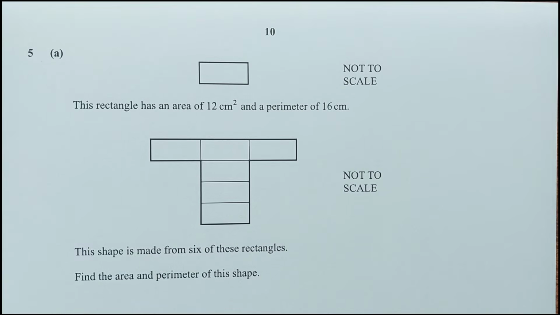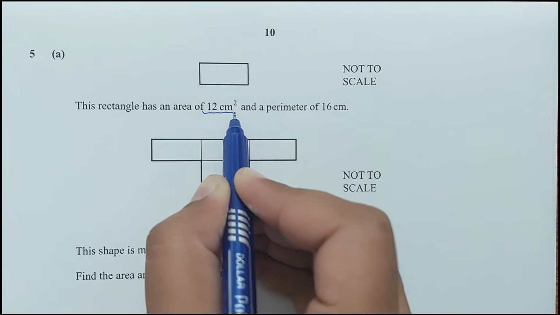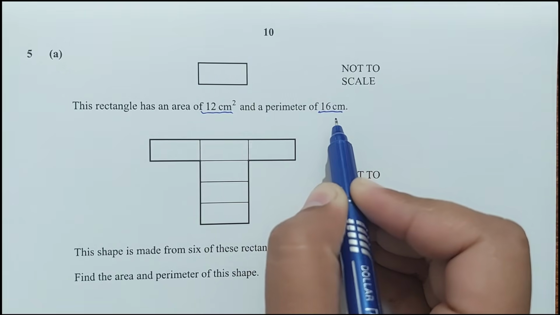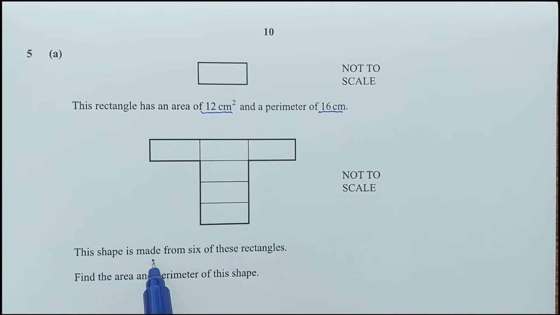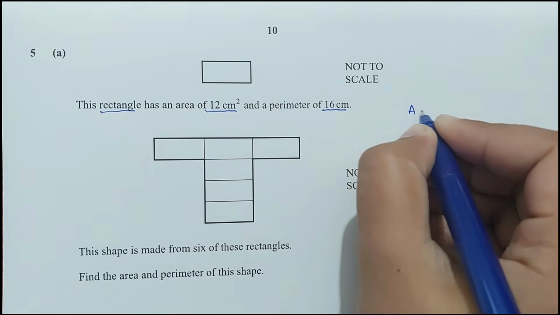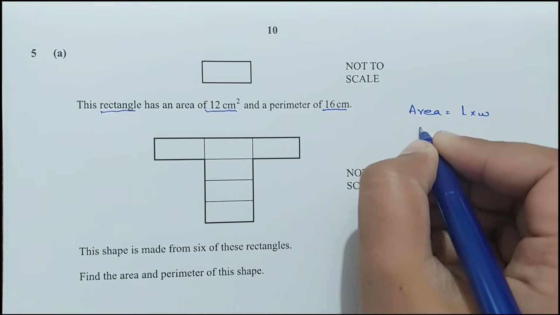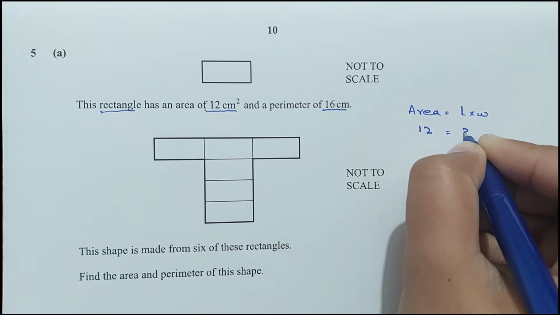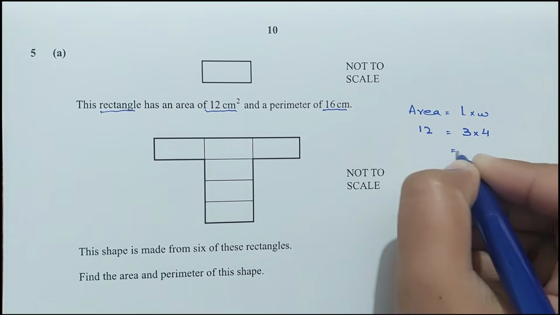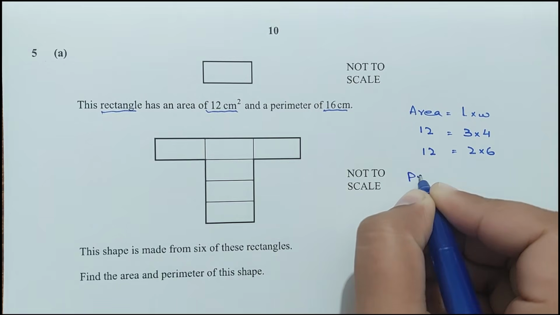Right. Question number 5, part A. This rectangle has an area of 12 centimeters squared and a perimeter of 16 centimeters. This shape is made from 6 of these rectangles. Find the area and the perimeter of this shape. So we have a formula for area of a rectangle, that is length times width, right? So the area is 12. So it can be 3 times 4 is 12, or it can be 2 times 6 is 12, right? So let me check with the perimeter.